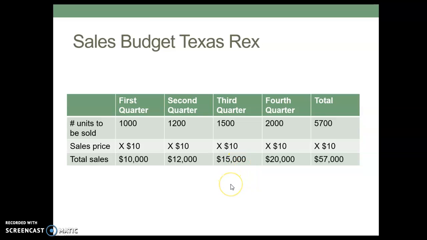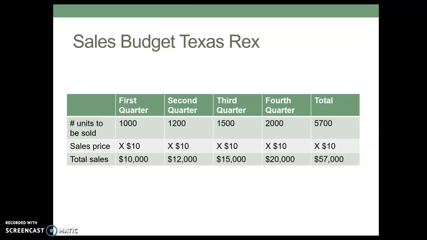Okay, so the difficulty with the sales budget is coming up with those numbers. How many units are we going to sell of each of our different products? That's the hard part, and that can take months, that can take huge amounts of time coming up with those numbers. Once you have those numbers, the actual preparation of the budget itself is very simple.